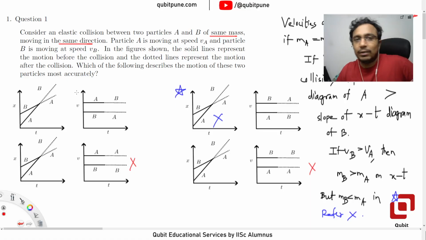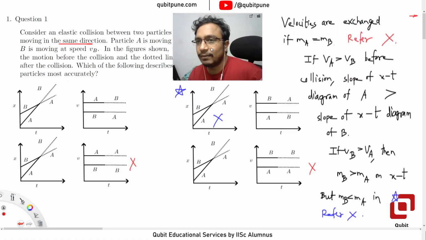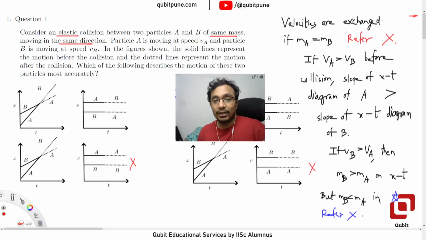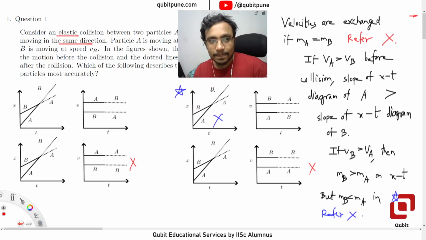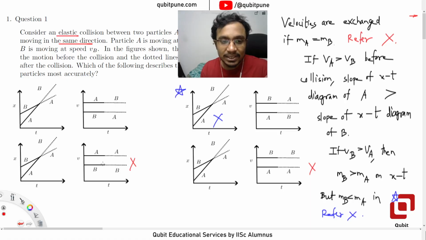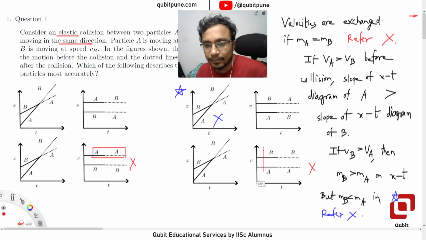Okay, what you had to know to solve this problem was fact number 1: velocities are exchanged if the masses are equal and the collision is elastic. तो अगर velocities exchange हो रहे हैं, ओके, और collision हो रहा है, इसका मतलब उनके जो स्पीड्स है वो अनइक्वल है. तो velocities exchange होने के बाद वो ऑप्शंस चले जाएंगे जहाँ पे उन्होंने कोलिजन के बाद भी सेम वेलोसिटी दिखाई है. Look at this, right? They have shown the same velocity for A, same with B, but one is enough to discard.